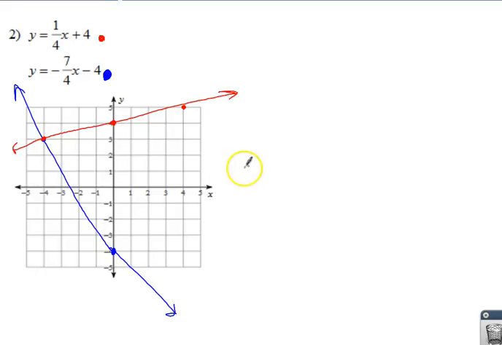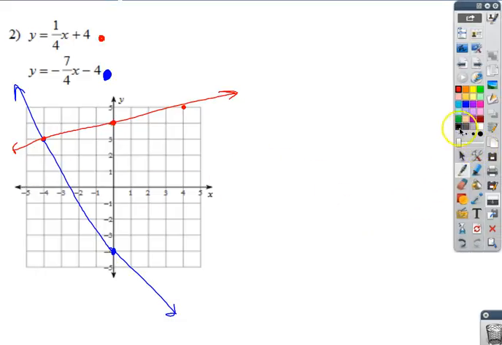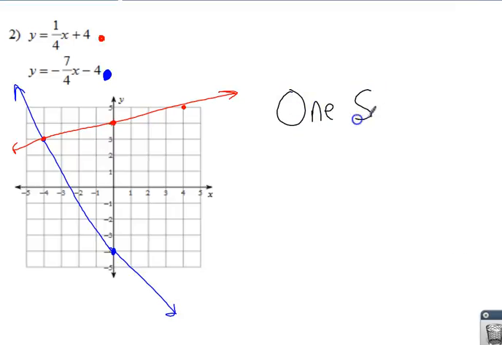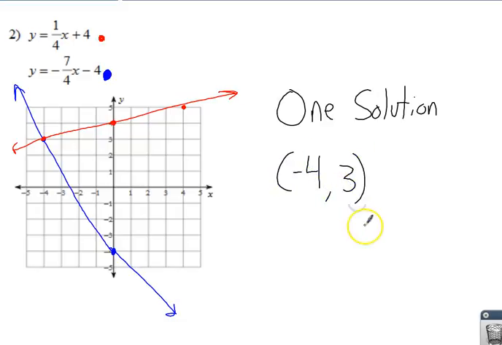Now, where do they intersect? They intersect where the lines cross, and that's my solution. There is one solution. And you need to find the x or y coordinates for that. Think about that for a second. That's right. It's at the x value of negative 4, the y value of 3. Let's keep on trucking, shall we?